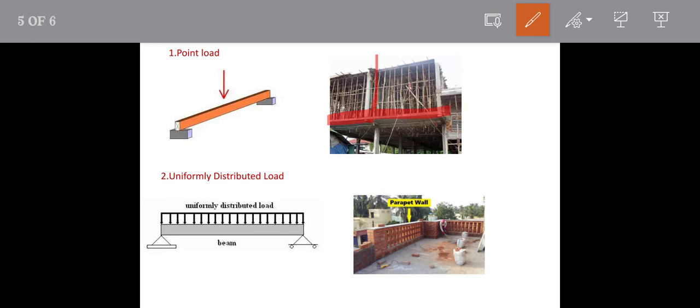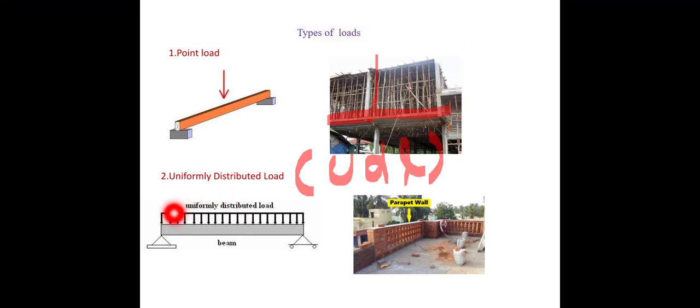So next type of load is uniformly distributed load. So we also represent this load as UDL. The load which is uniformly distributed throughout the beam along its length is called uniformly distributed load. So this is one real life example for UDL. So this is the parapet wall. The load which is coming from the parapet wall is uniformly distributed throughout the beam length. So this is one of the examples for uniformly distributed load.